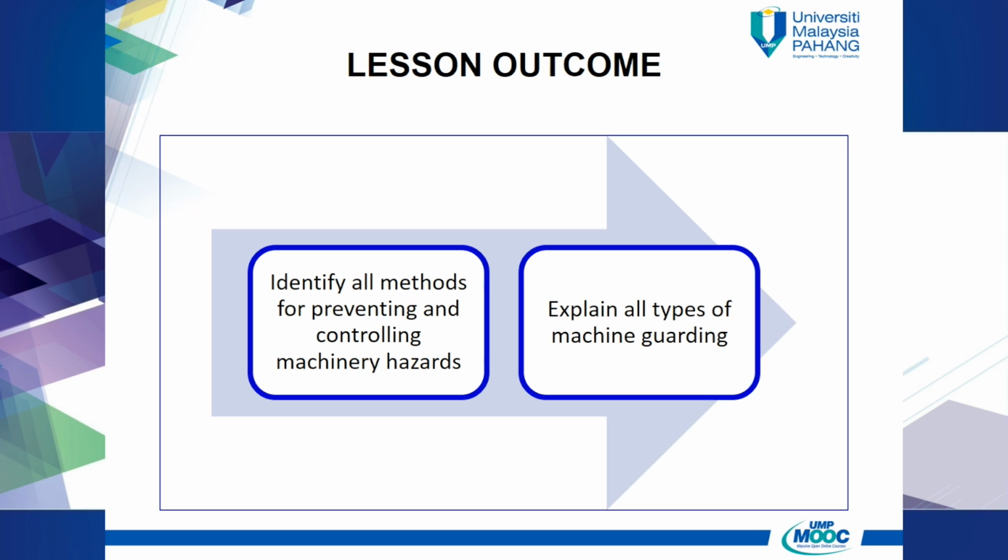At the end of this lesson, we hope you will achieve these two objectives. Objective number 1, identify all methods of preventing and controlling machinery hazards. And objective number 2, explain all types of machine guarding.